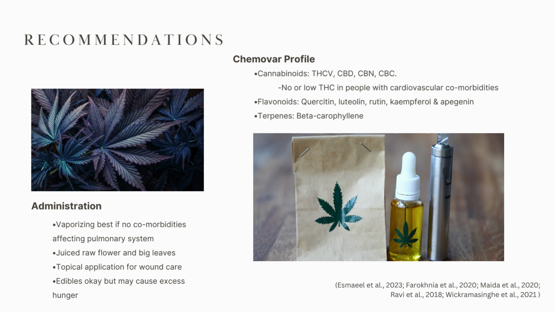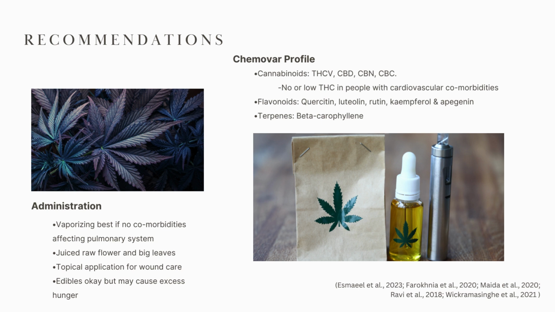Flavonoids are also shown to be very efficacious in decreasing inflammation, they're associated with better cell proliferation and glucose regulation as well, especially quercetin, luteolin, rutin, kaempferol, and apigenin. So these are found mostly in the purple strains of cannabis. So if you're planning to vape flower or juice the fresh leaves, the purple chemovars are the best. Last but not least, beta-caryophyllene is just all around super good to decrease inflammation in the body.